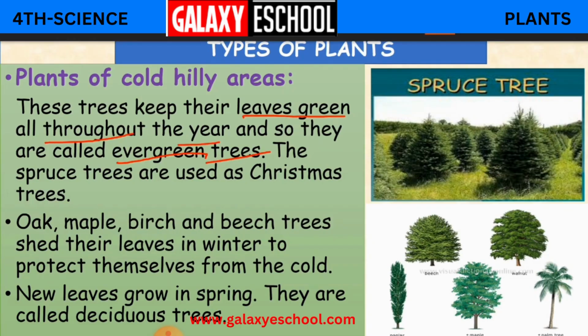Even if you observe the trees in our state right now, sometimes the leaves shed. They turn yellow and shed off, and again when spring comes, they start growing. But here, these leaves remain green throughout the year. They do not shed. That is why these are called evergreen trees.